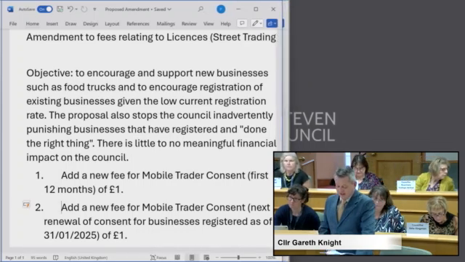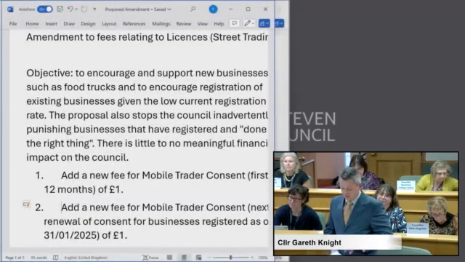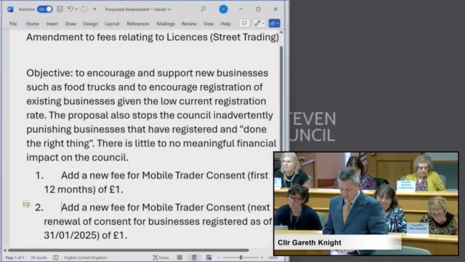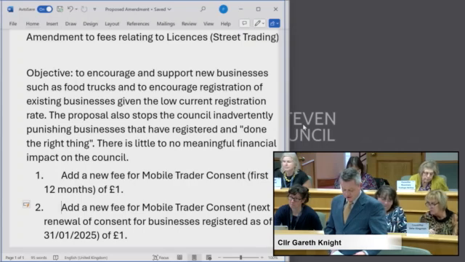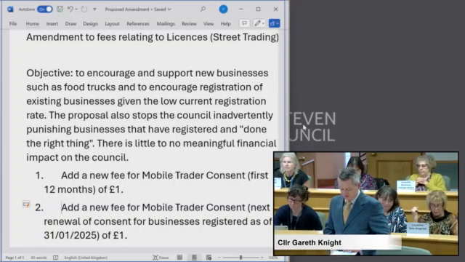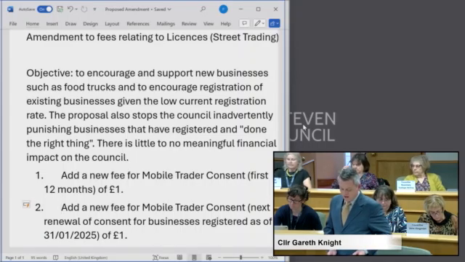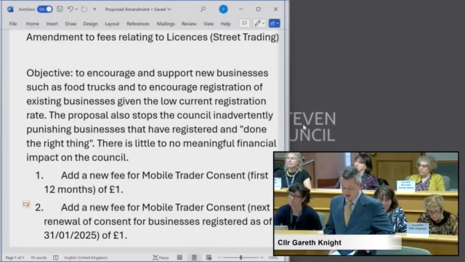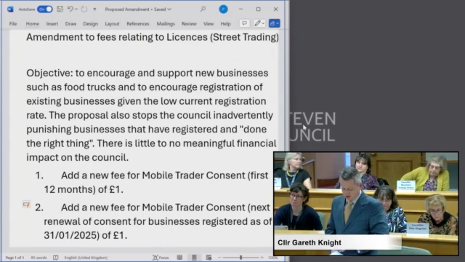So think of all the vehicles you see almost every day selling on the public highway, only 2 have a mobile trader consent licence. Discovering this means my original proposal has gone from being not just about removing a barrier to market entry, but to ensuring businesses get the proper consent to do what they do. So my amendment seeks to rectify this as follows. Adding a new fee for mobile trader consent for the first 12 months of £1 and adding a new fee for mobile trader consent for the next renewal of consent for businesses registered as of tomorrow of £1.